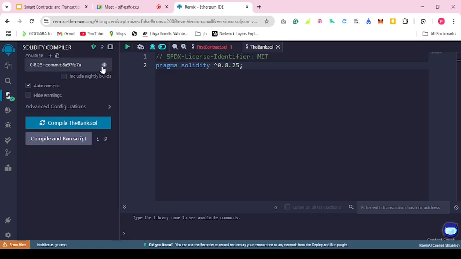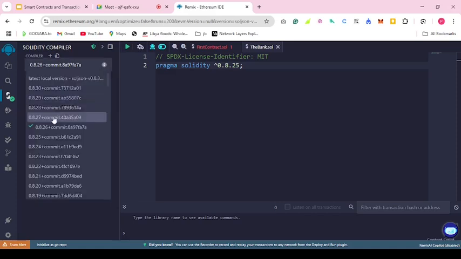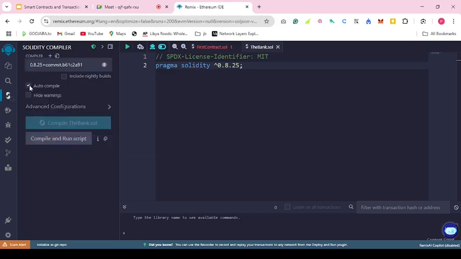0.8.26. I could choose anything higher than that. Even 0.8.25 would work, and it would attempt to compile because I chose auto compile. So I changed the Solidity compiler version.